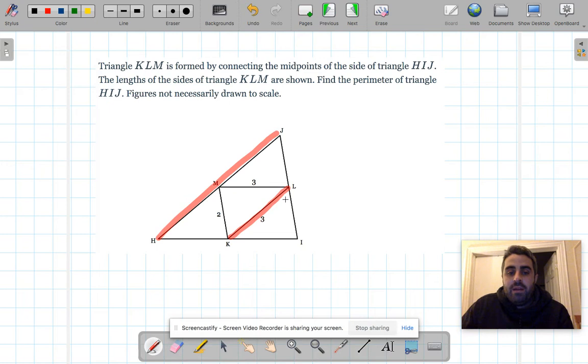So if we know that half of the larger side is equivalent to the length of the midsegment, we could say that 2 times the length of the midsegment is equivalent to the side length.